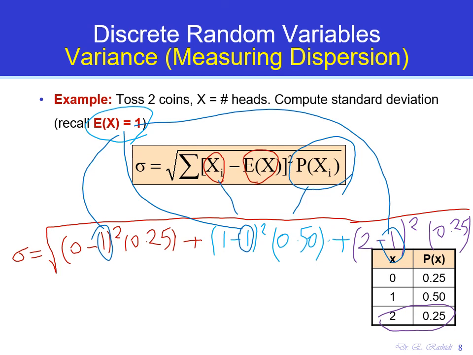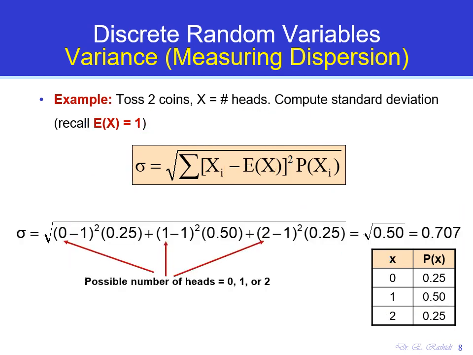So let's write a typed version of this, which is much neater than this. I'm going to erase all of this. So here we have computed the standard deviation is 0.707.